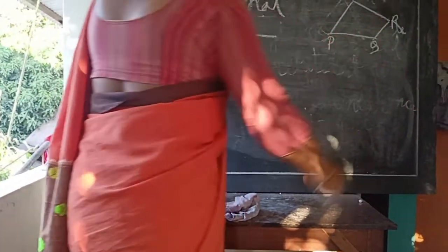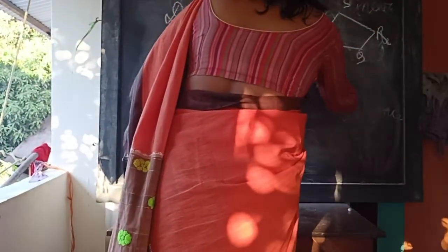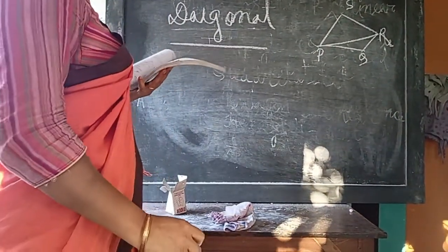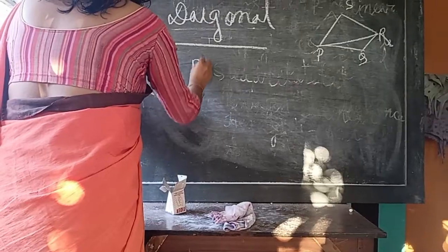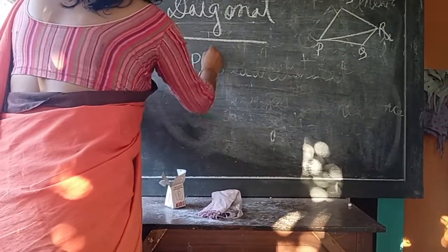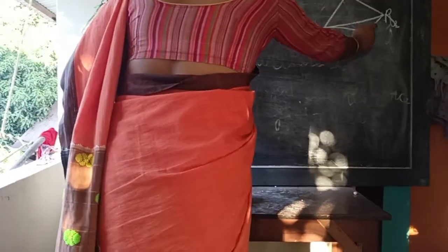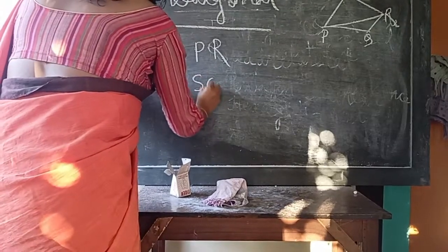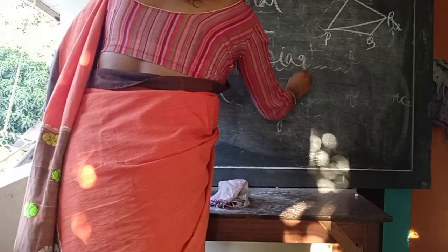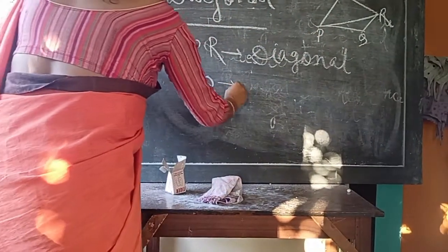If two non-adjacent vertices meet, suppose this and this are non-adjacent vertices. When two non-adjacent vertices meet, we get a diagonal. PR. Sorry, PR not PQ. PR is a diagonal, and similarly joining SQ, we get another diagonal, SQ.